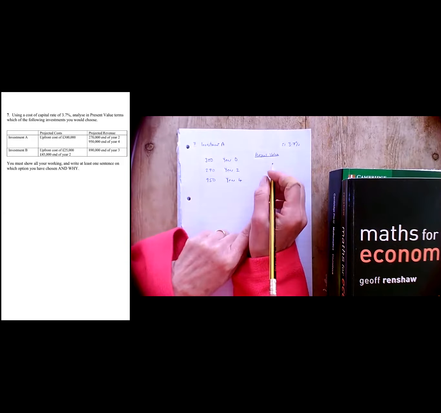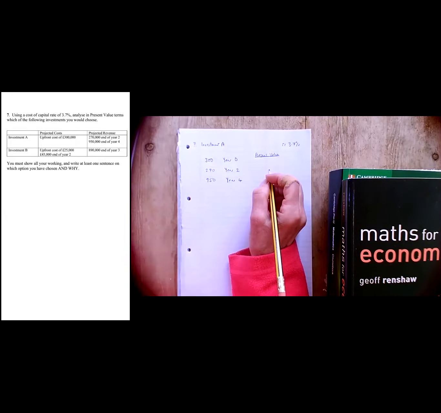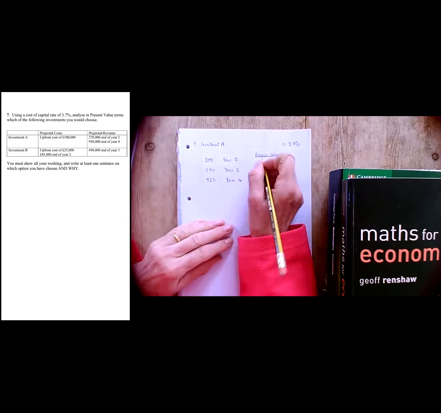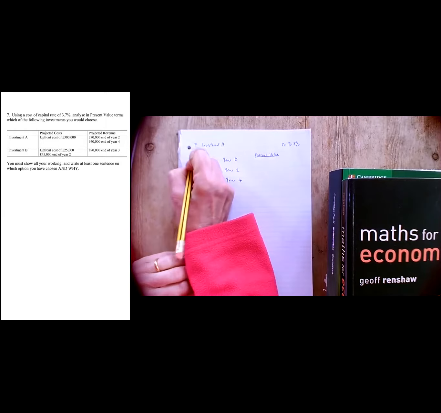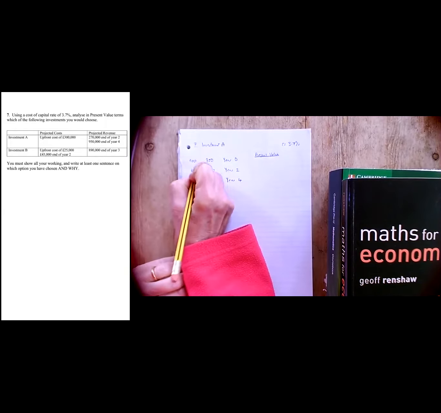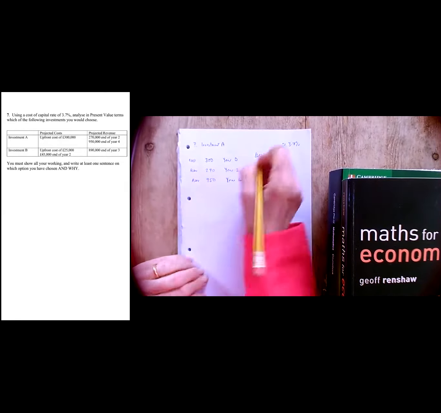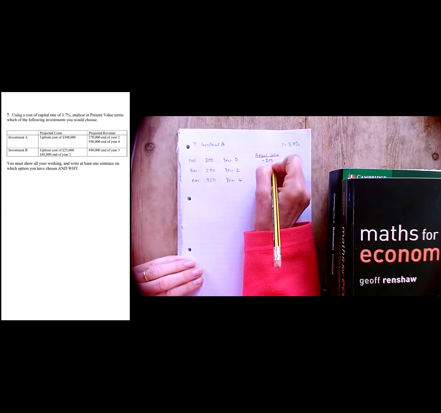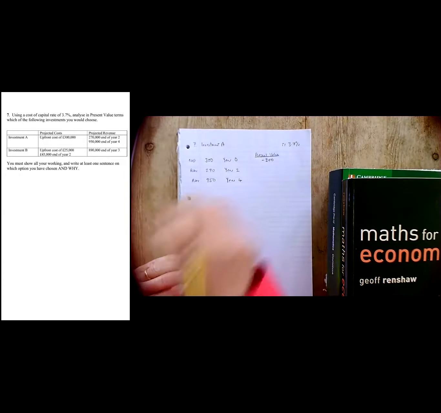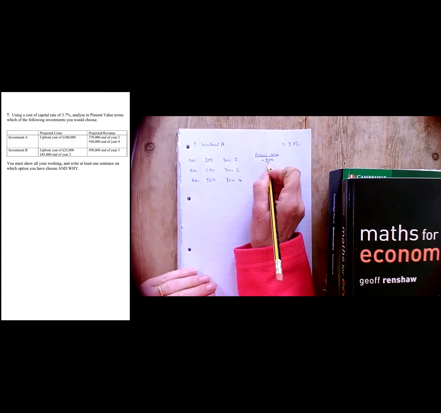So 300, it is already in present value. Look, it says upfront costs. So we don't have to do any calculations on the 300. And because it's a cost, we're going to make it negative. So we start with a negative already.